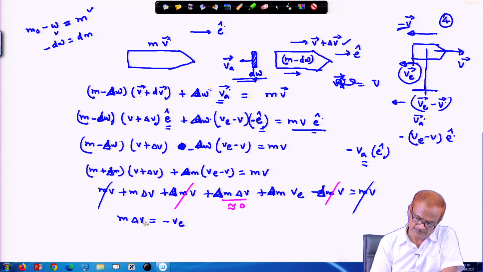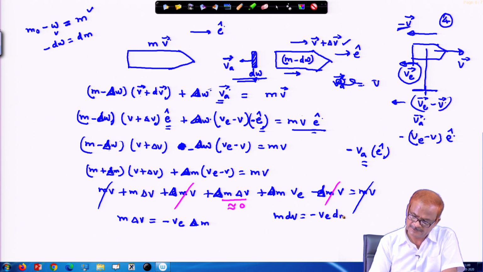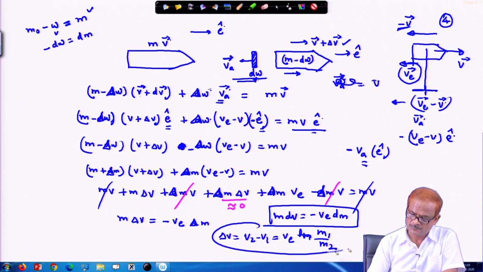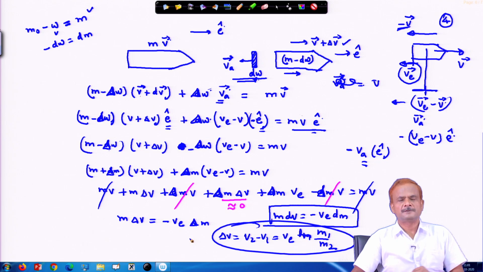Okay, so v times delta m, and if you write the same thing once the delta t tends to 0, we can write in terms of m dv equal to minus v times dm, and this is the equation which leads you to delta v equal to v2 minus v1 equal to v times ln m1 by m2. So, this is the thrusting equation. So, we stop here, and in the next lecture we will continue.